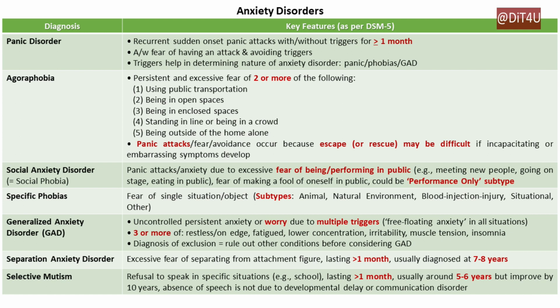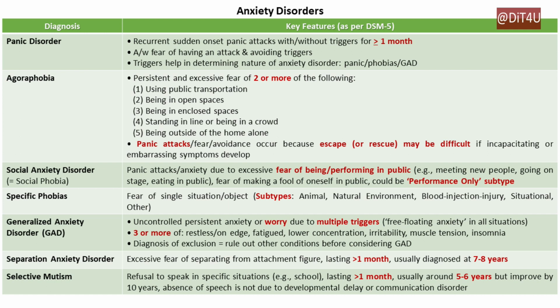Specific phobias: fear of a single situation or object. Subtypes: animals, fear of spiders, for example. Natural environment, fear of forests, for example. Blood injection injury, needle phobia. Okay. Situational, going to somebody's house where something bad happened, for example. Being with somebody who had a terrible experience with any other thing. Okay, so that is specific phobia.